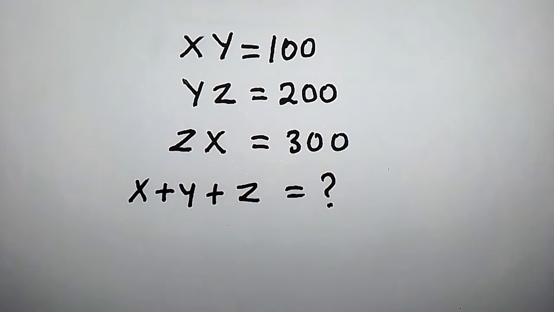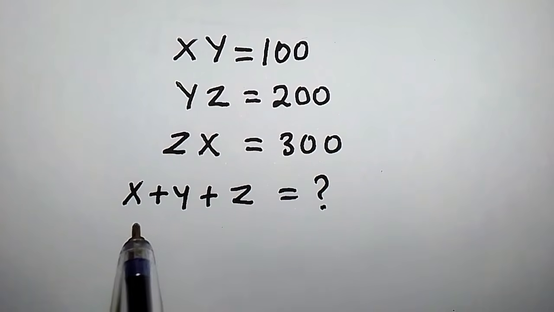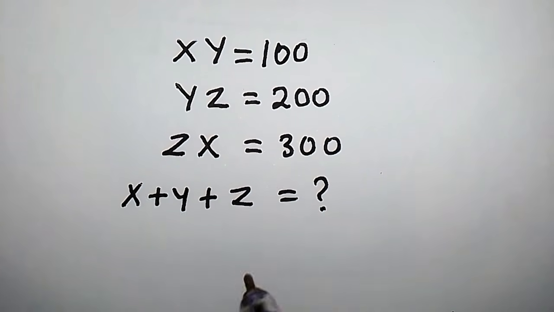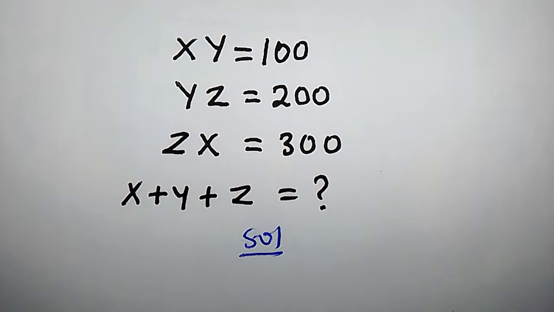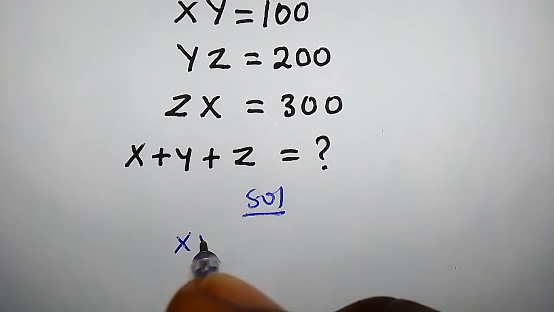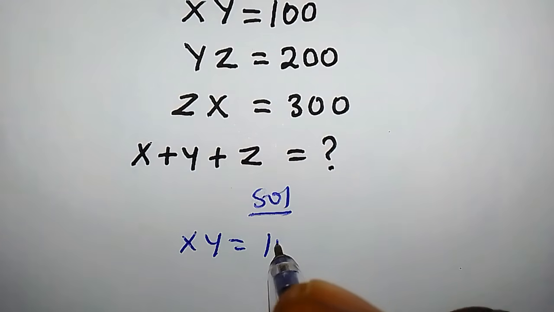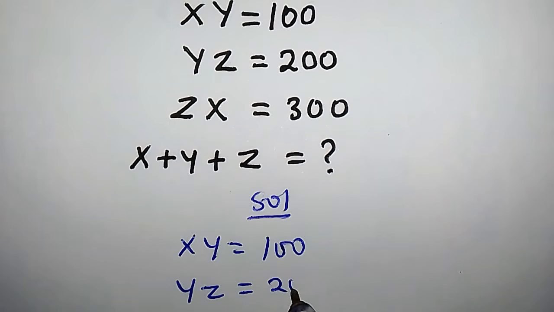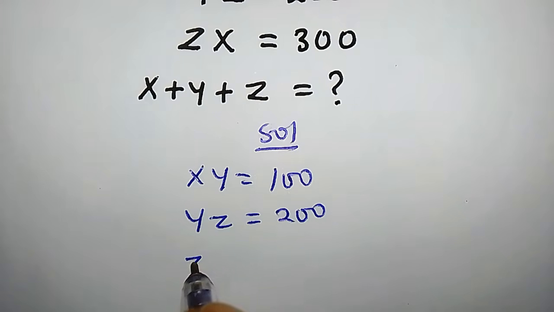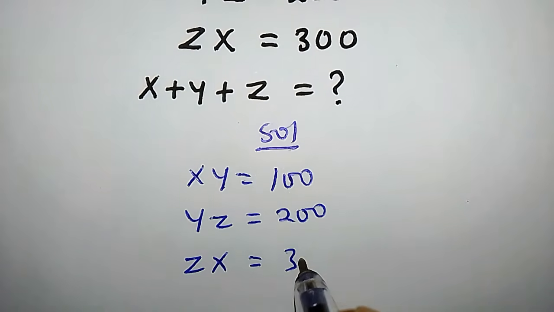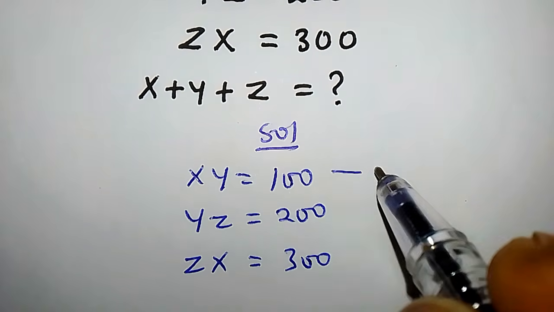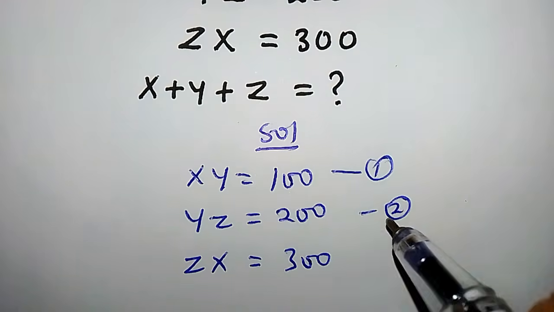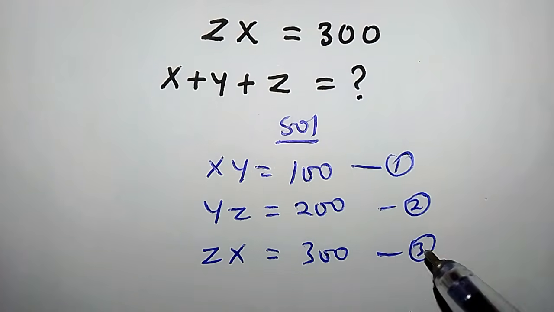Hello, we are to find the value of x plus y plus z. Solution. Let's get down the question first. xy is equal to 100, yz equal to 200, zx is equal to 300. Let's call this equation 1, this equation 2, and this equation 3.